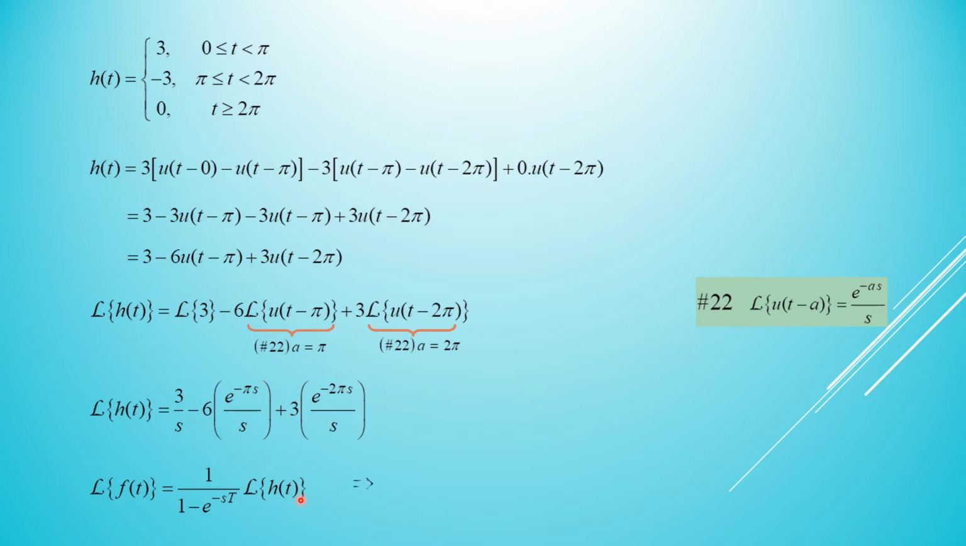Okay, so what I'm going to do now is to substitute capital T by 2 pi, because the period is equal to 2 pi, and the Laplace transform of h is this whole expression that we have just derived. Okay, so we say the Laplace transform of f of t is equal to 1 over 1 minus e to the minus 2 pi s, times the Laplace transform of h, which is 3 over s minus 6 times e to the minus pi s over s plus 3 times e to the minus 2 pi s over s.